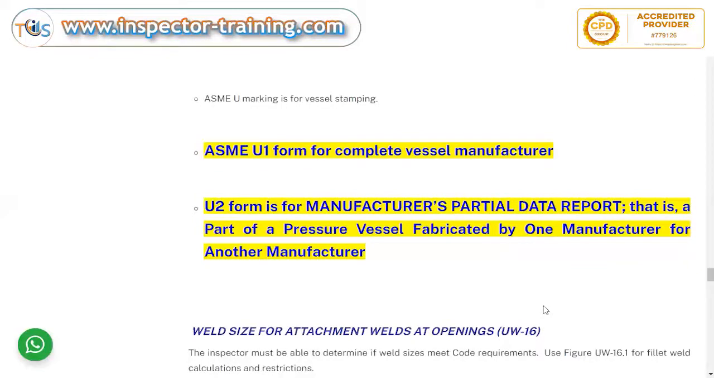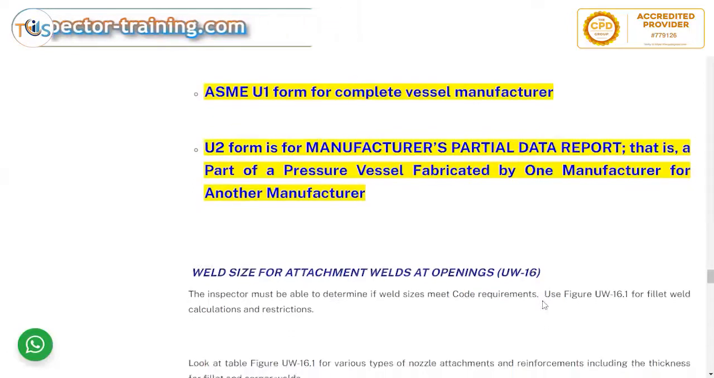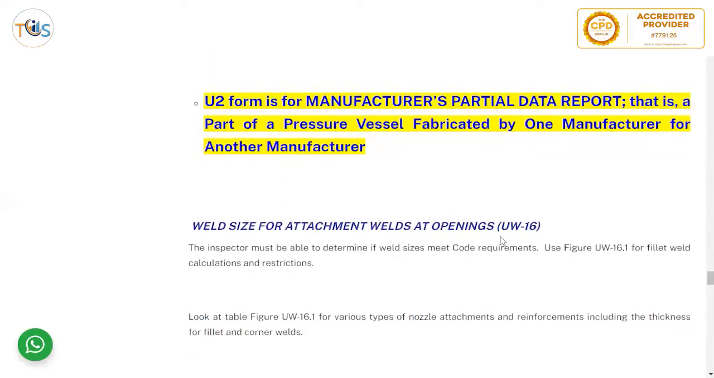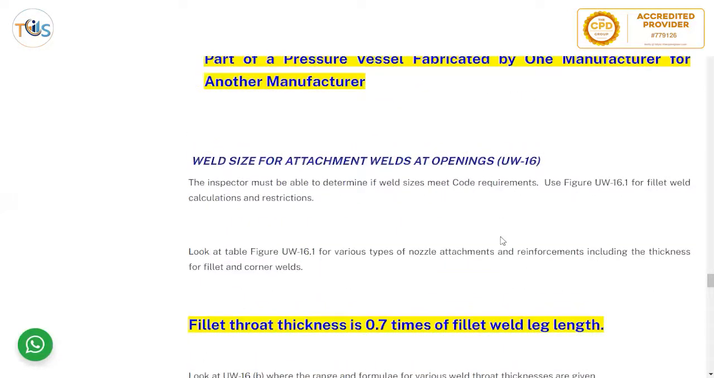Marking. So ASME marking is for vessel stamping. U1 form, as we said, is for the complete vessel manufacturer, the main manufacturer. U2 is for the partial data report. It's for the part manufacturer, so a manufacturer who makes part of it for another, bigger manufacturer.